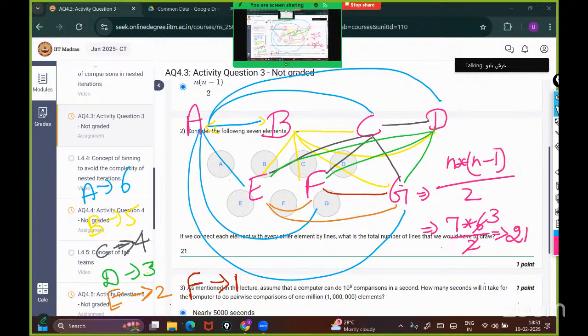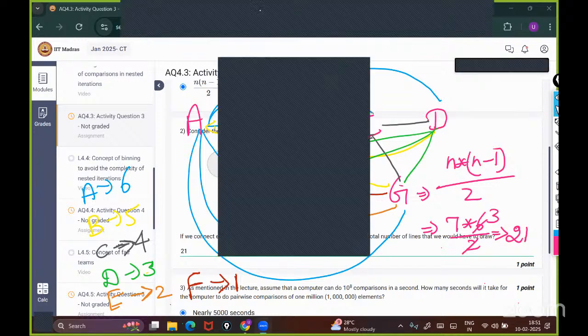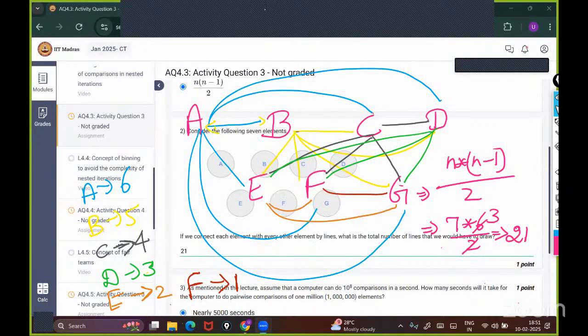क्या बोले? नहीं उधर Okay, everybody, is this clear?